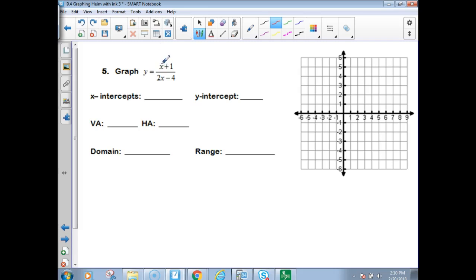I'm going to note, since we just visited top heavy, bottom heavy, equal weight, this one is same power, top and bottom, so this one is equal weight. So that would be the thing we just discussed. So let's talk about the horizontal asymptote. The horizontal asymptote is going to be lead coefficient over lead coefficient.